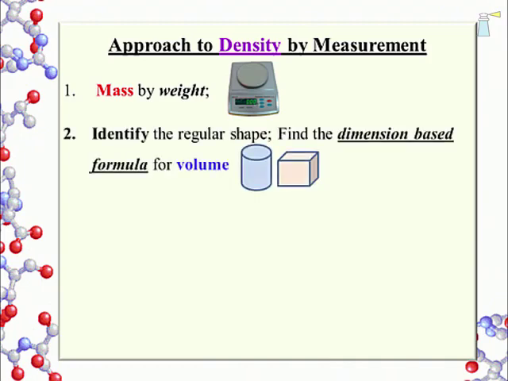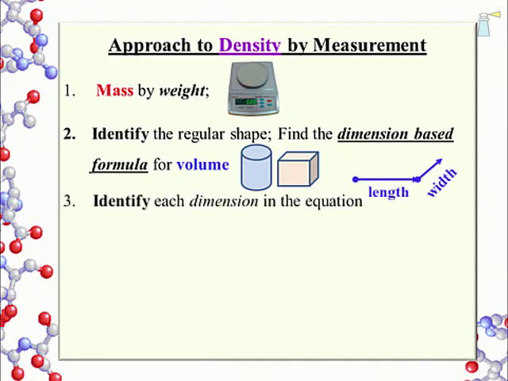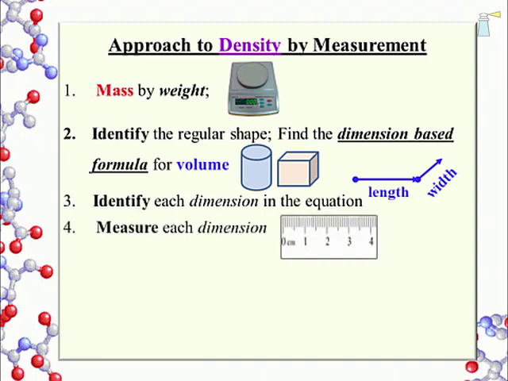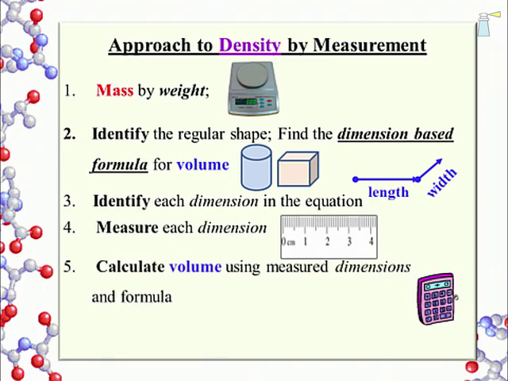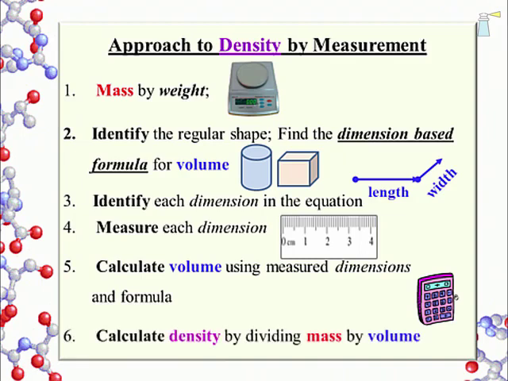Second, identify the regular shape, be it cube or sphere or pyramid. Find the dimension-based formula for the volume. That should be relatively easy to look up. Third, identify each dimension in the equation. Fourth, measure each of the dimensions included in that formula. The 5th step, calculate the volume using measured dimensions and the formula. And finally, calculate the density by dividing mass by volume. Let's put these steps to work.